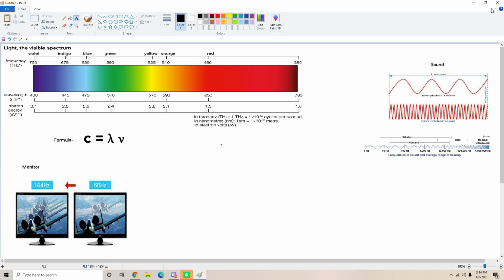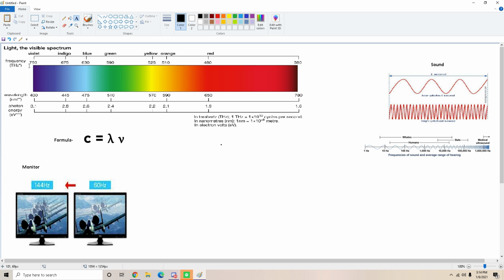Electromagnetic waves. As you can see in these pictures, frequency is measured in hertz. Today we're going to be talking about different hertz, like sounds and monitors that people use today at work or for gaming.